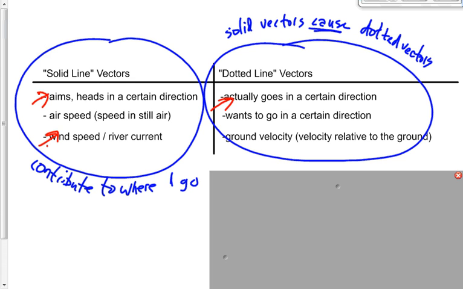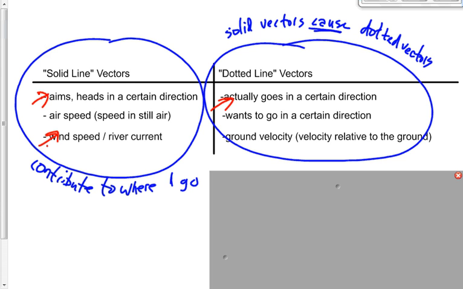We also make a dotted line vector where we want to go. Let's say we want to fly directly north to Edmonton. Why you'd want to fly to Edmonton, I have no idea. But let's say that we wanted to go to Edmonton. We wanted to fly directly north to Edmonton. Okay? That's going to be a dotted line vector. If it's where we want to go, we're going to say, it's as good as going there. It's as good as if we actually went there. Again, solid line vectors contribute to where we actually go or where we want to go. Ground velocity, the velocity relative to the ground. Okay? Again, we're going to make that a dotted line vector.